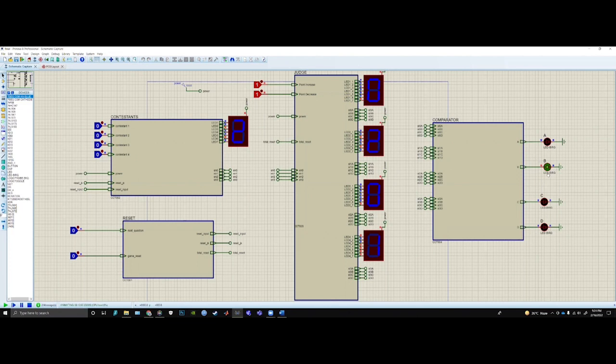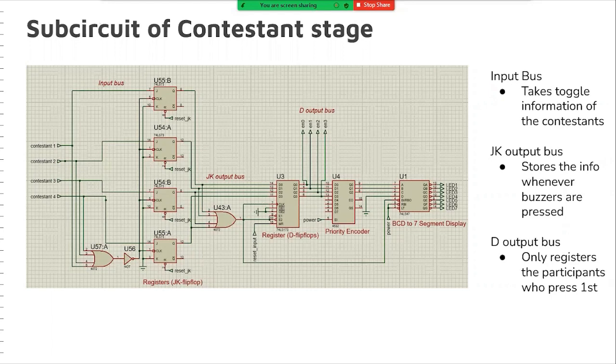Now this quiz has ended, and by pressing the game reset button, we can reset the quiz to hold a new one. Thank you, Aman, for your demonstration.